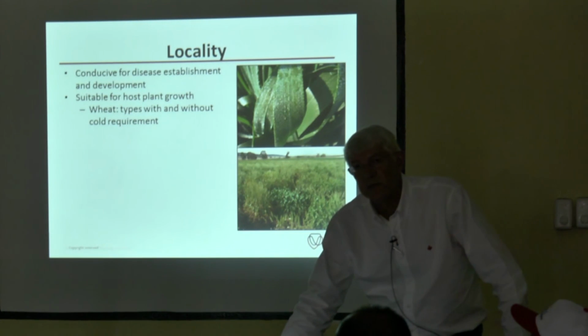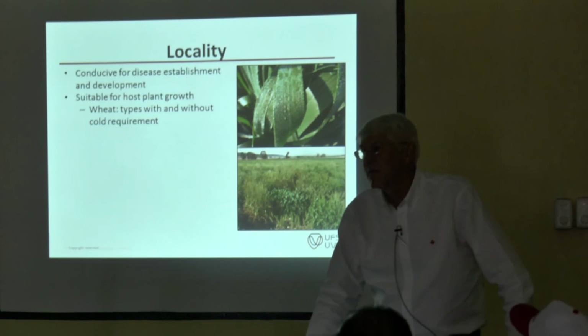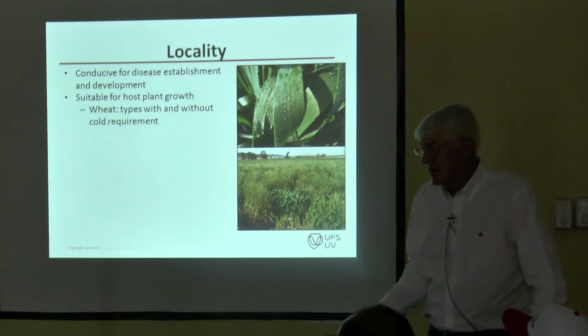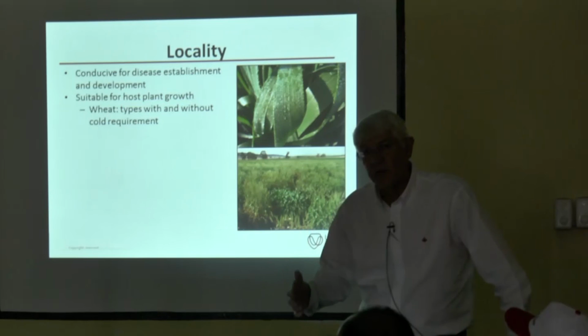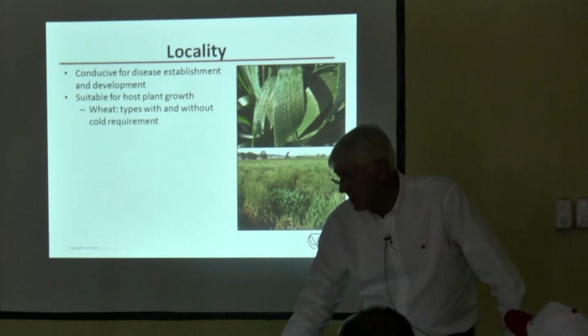Under our conditions, the site we use is about 1,100 meters above sea level, so it's cold enough during winter that we can get the long season wheats or the facultative types also to head out. And we usually plant them 3 to 4 weeks earlier than the spring type, so we have an equal epidemic at the end of the season.